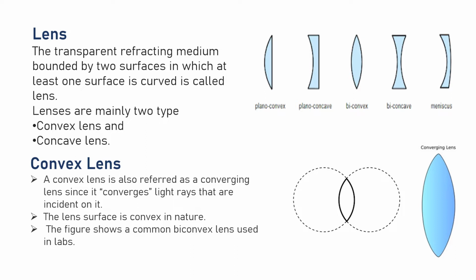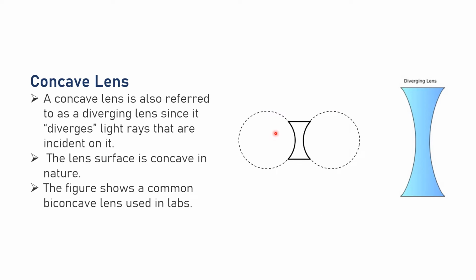Let's see more about concave and convex lenses. This is a concave lens. It is also referred to as a diverging lens. Now the lens surface is concave in nature. As you can see, this surface is concave. This is making a cave, and it is also a part of two different spheres. So that is why we call it a concave lens. It is also known as a diverging lens.